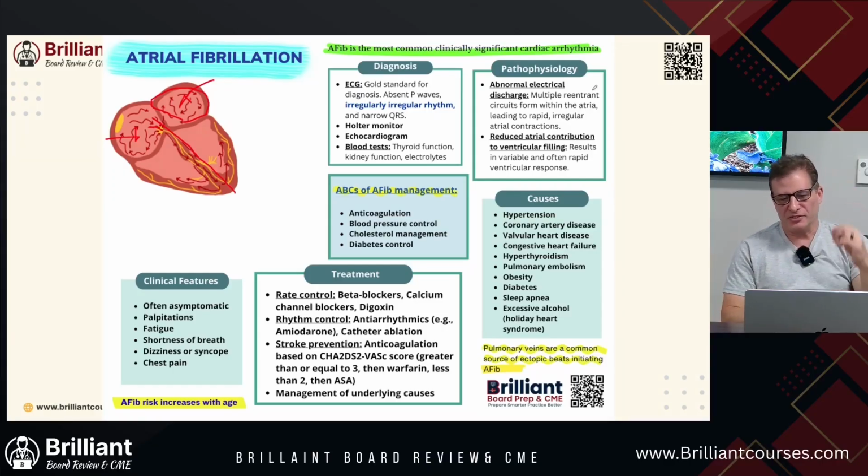Causes: hypertension, coronary artery disease, valvular disease, congestive heart failure, hyperthyroidism, pulmonary embolism, obesity, diabetes, sleep apnea, excessive alcohol intake. Excessive alcohol intake is where they call it holiday heart syndrome, meaning this occurs a few days to weeks after, say, the 4th of July, where people are increasing their alcohol intake. Pulmonary veins are a common source of ectopic beats, initiating atrial fibrillation.